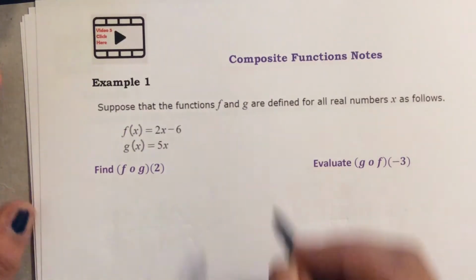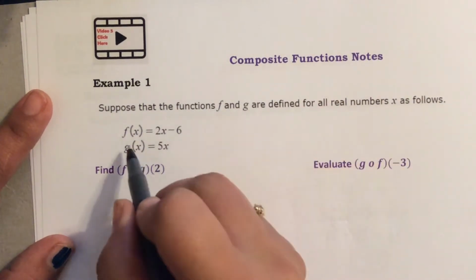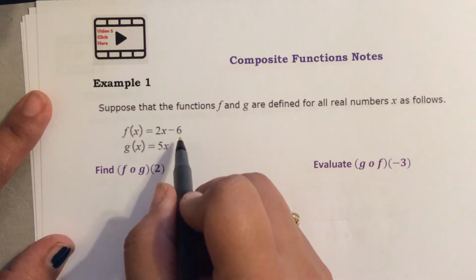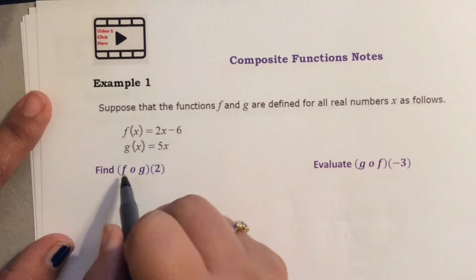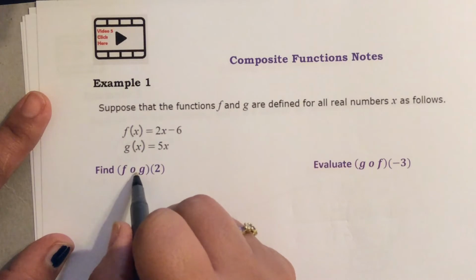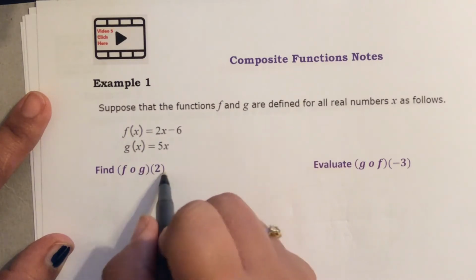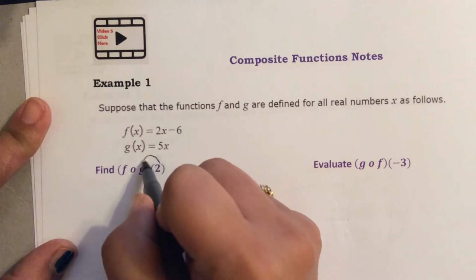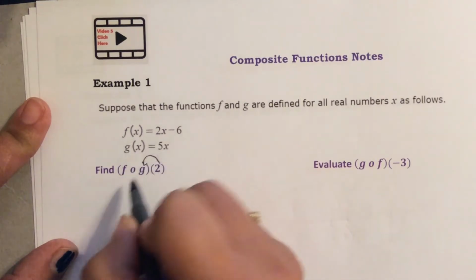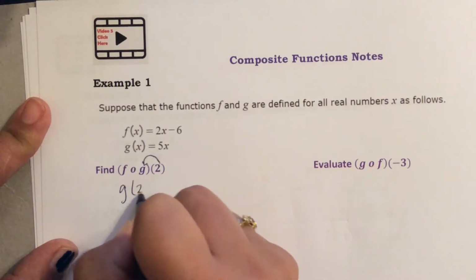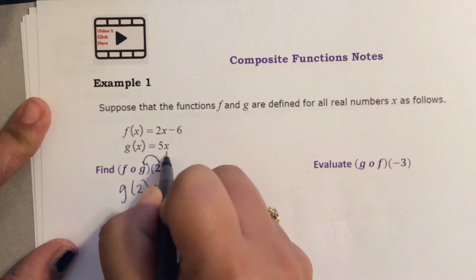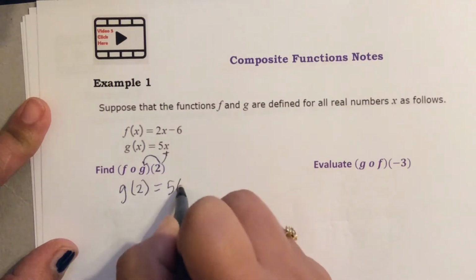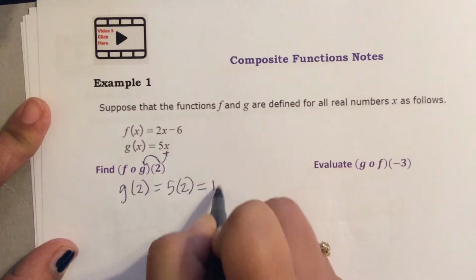We're going to be going over composite functions. And so we have f of x is 2x minus 6 and g of x is 5x. We want f composed of g of 2. So the first thing that you have to do is plug the 2 into the g. So g of 2, right there into that x, so that's 5 times 2, which is 10.